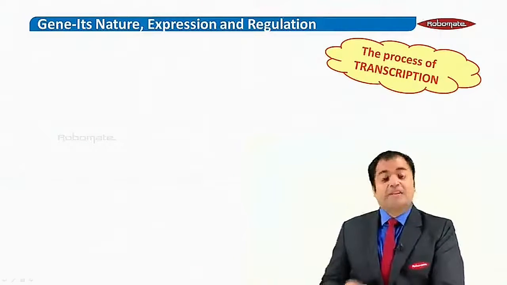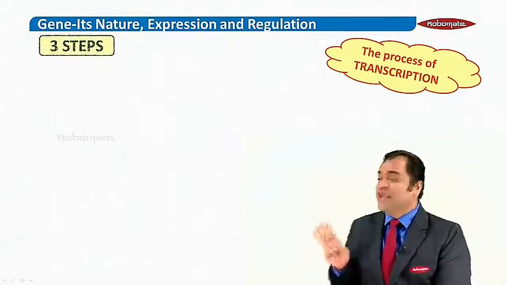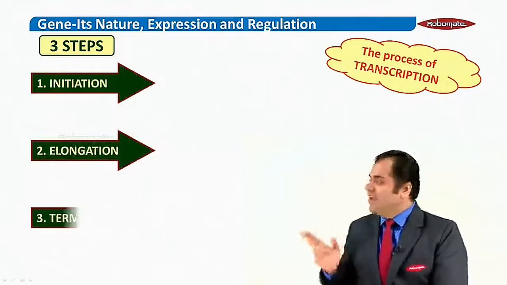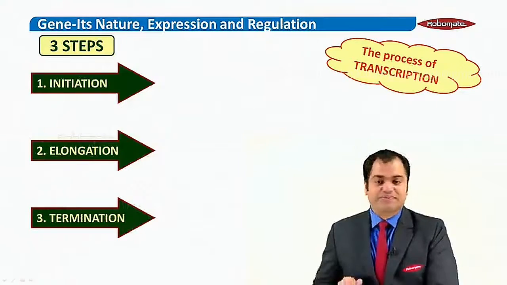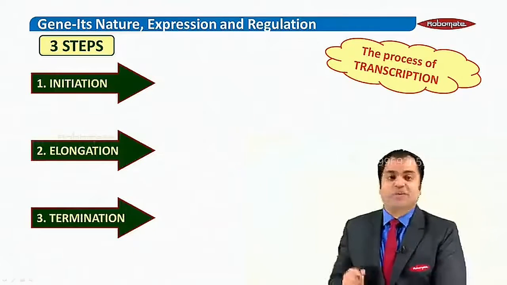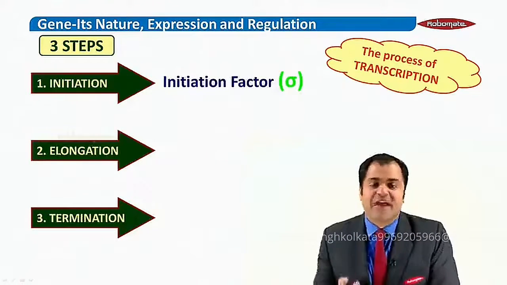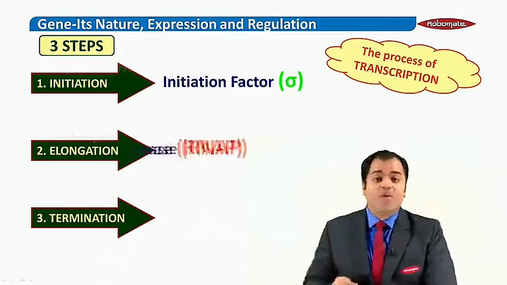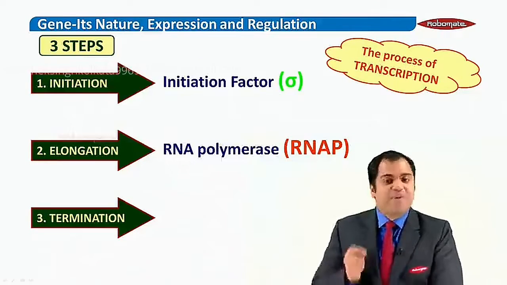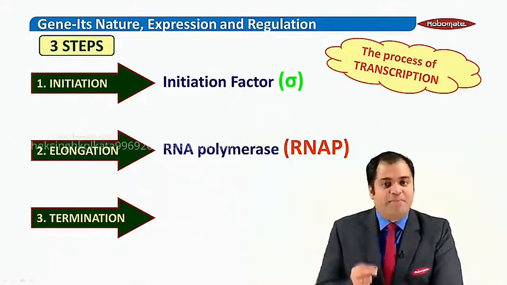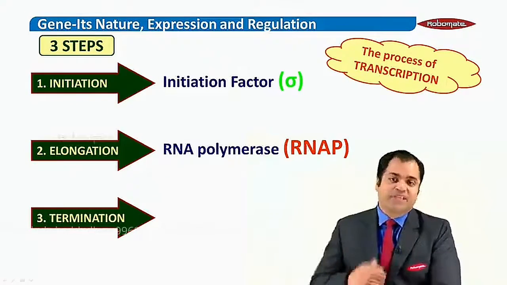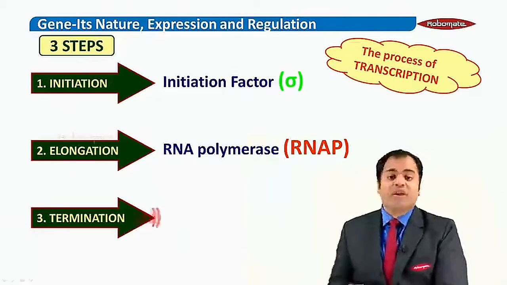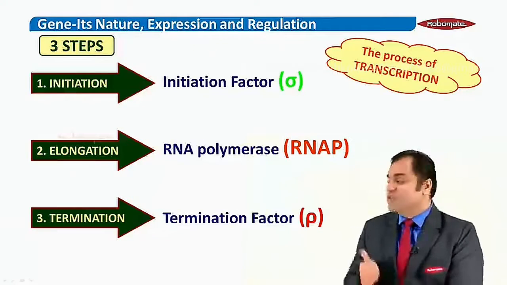Now the process of transcription involves three basic steps, and these steps are initiation, elongation and termination. Remember, for initiation we require an initiation factor, sigma. For the process of elongation, we require the key enzyme called RNA polymerase or RNAP. It's a short form of it, and I'll be using it several times ahead. And finally, for termination, we require a termination factor, which is the Rho factor.